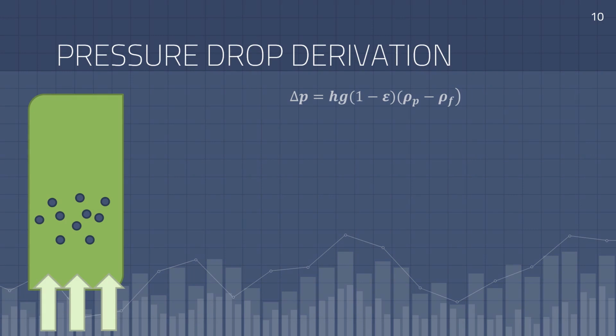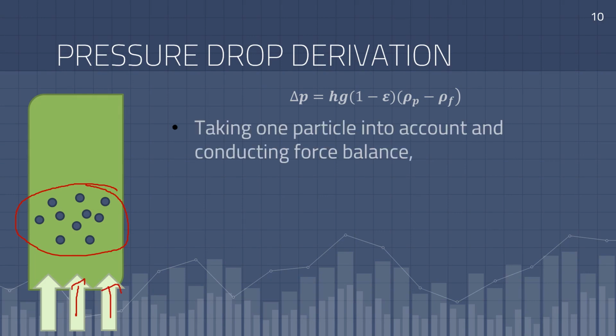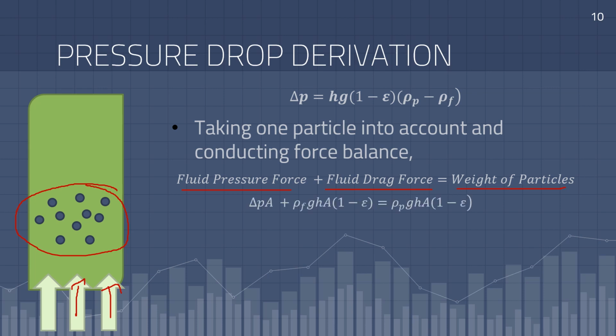Now, we have here particles in a pipe with a fluid passing through its bottom. Now, consider one particle and do a force balance. The forces acting on a particle are the fluid pressure force and the fluid drag force, while the force exerted by a particle is only the gravitational force, or simply the weight of the particle. Writing this into an equation gives us this. Remember, the 1 minus epsilon should always be remembered since this term pertains to the fraction occupied by the particles in a pipe.